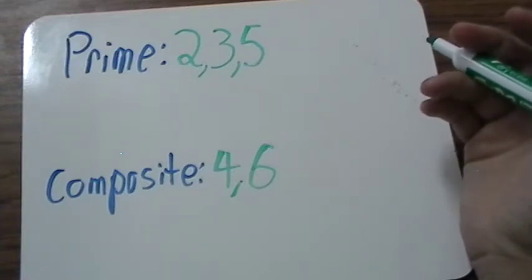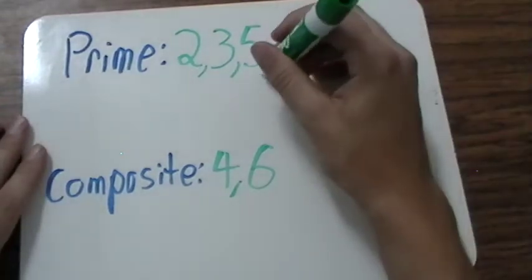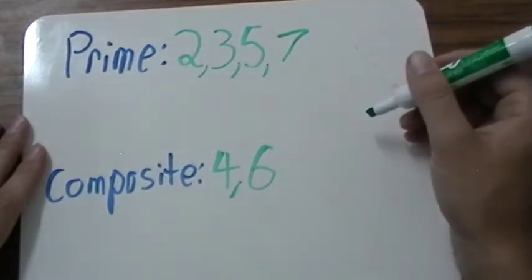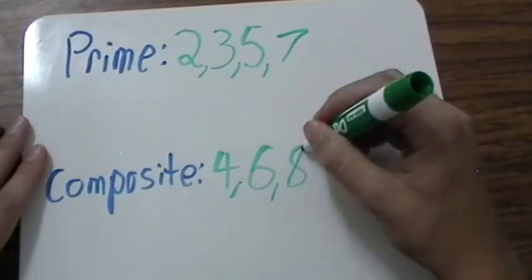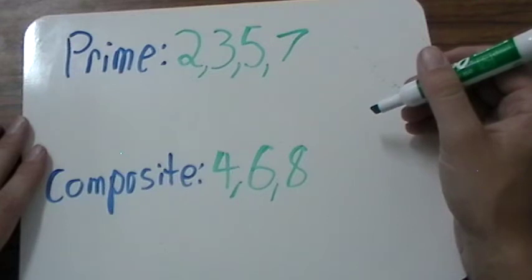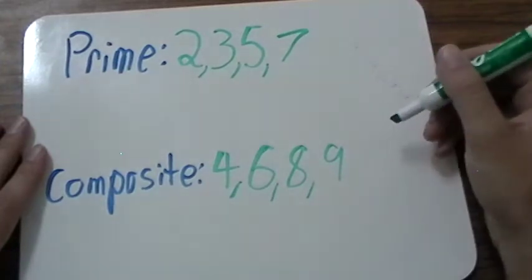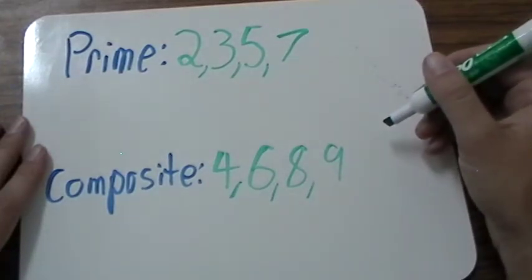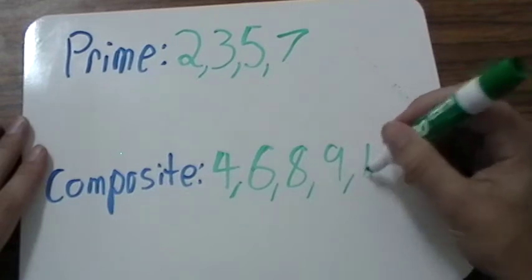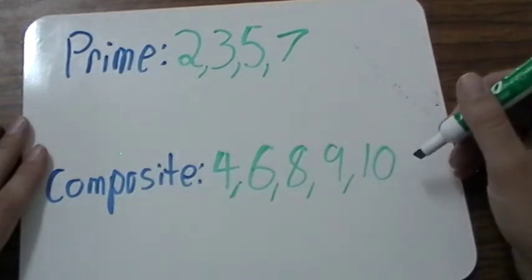Can 7 be divided? No, 7 is prime. Can 8 be divided? Yes, 8 divided by 2 is 4. 8 divided by 4 is 2. 8 is composite. Can 9 be divided? Yes, 9 divided by 3 is 3. 9 is composite. Can 10 be divided? Yes, 10 divided by 2 is 5. 10 divided by 5 is 2. 10 is composite. Can 11 be divided?